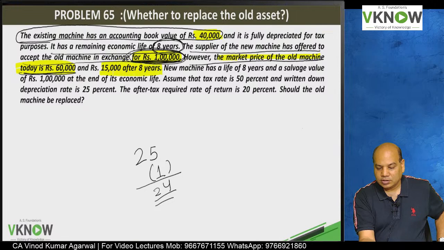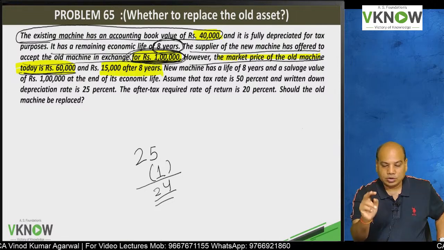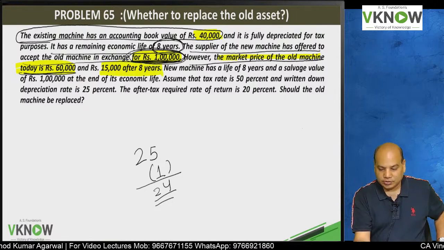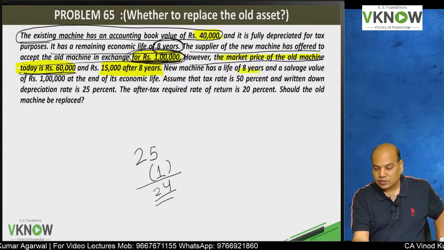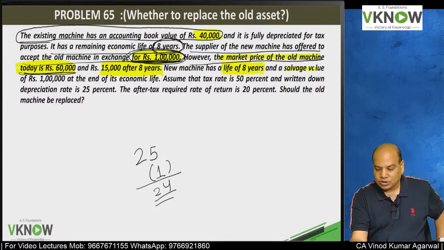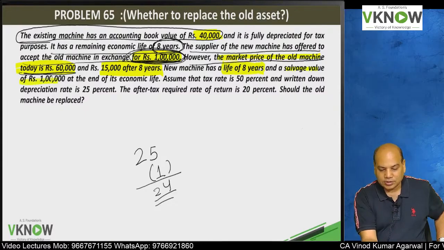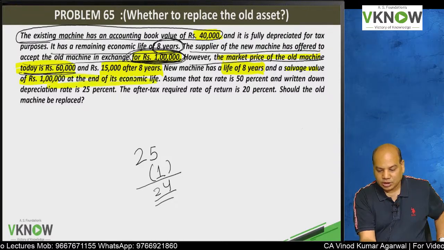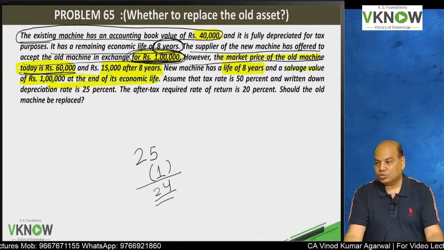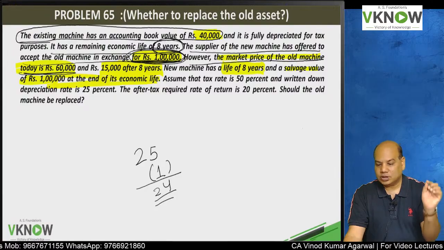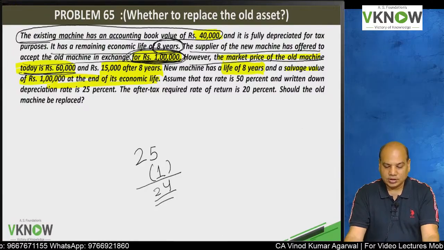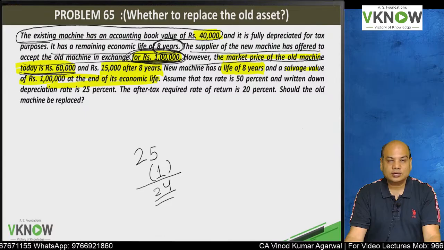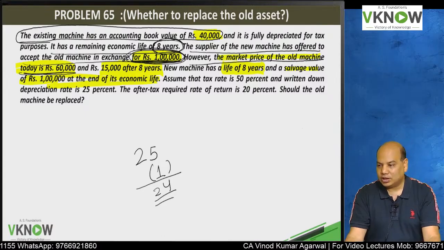And what is the salvage value of the old machine after 8 years? This time they have given salvage value of old machine after 8 years as 15,000. New machine also has 8-year life, and new machine salvage value is 1 lakh at the end of the economic life. So you have 1 lakh from new asset, 15,000 from old asset. So incremental salvage value will be 85,000.